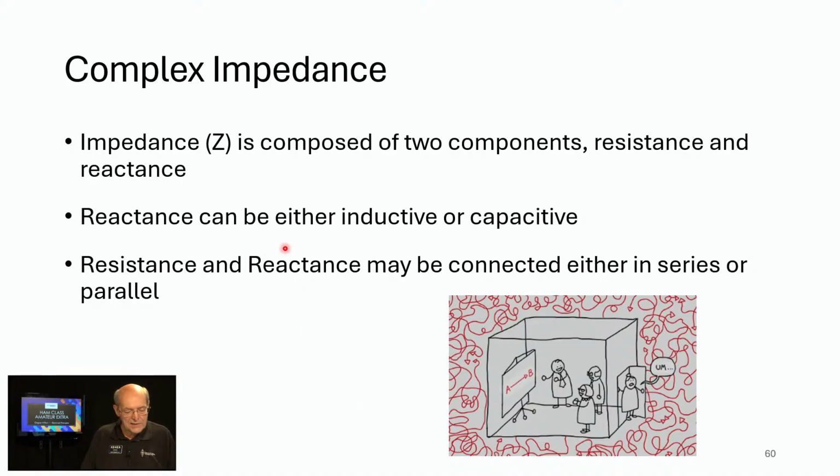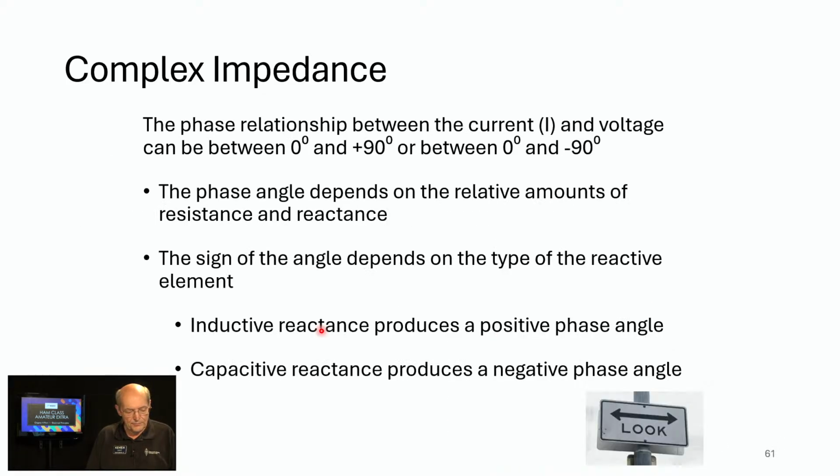So reactance can be either inductive or capacitive. Resistance and reactance may be connected either in series or parallel. Our cases tonight and in this chapter are going to be in series. A little bit more on the sign at the bottom: are we positive or negative? Are we capacitive or inductive?